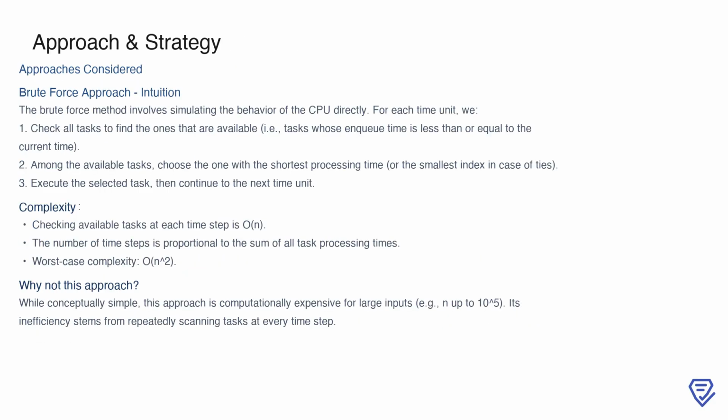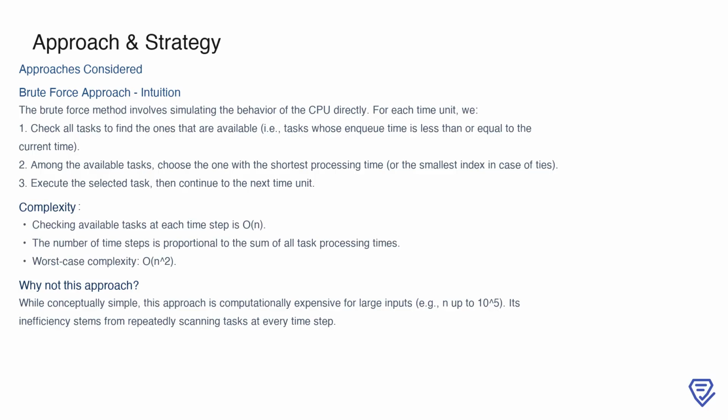To begin, let's consider the brute force approach. This method involves simulating the CPU's behavior by manually checking available tasks at every time step. For each unit of time, we examine all tasks and find those whose enqueue time is less than or equal to the current time. From this subset of tasks, we select the one with the shortest processing time, and if there's a tie, we use the task's index to break it. Once the task is chosen, we execute it and move to the next time unit, repeating the process until all tasks are completed.